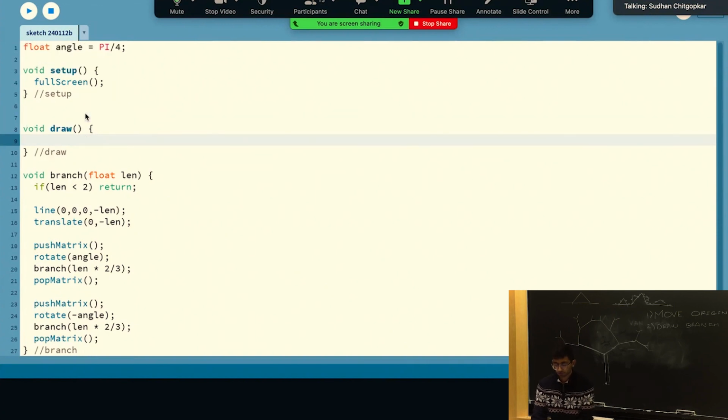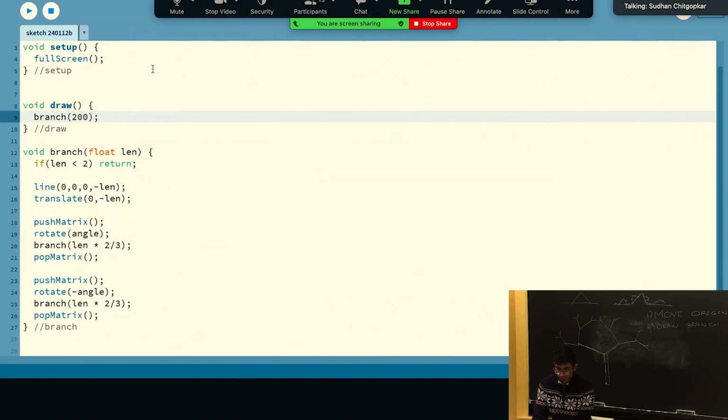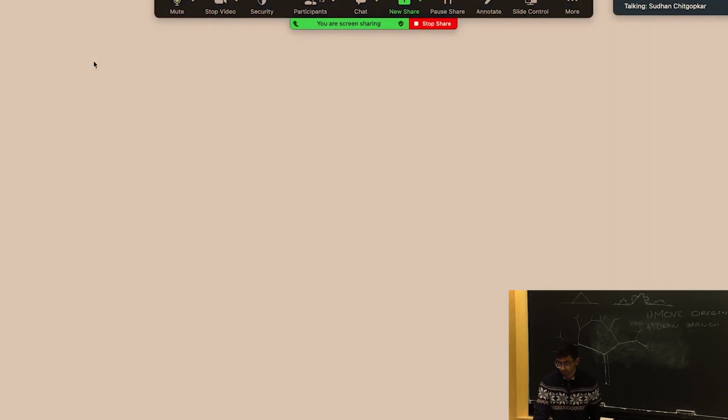All right, in our draw loop, I think all we need to do is just create a branch with some sort of length. Maybe we'll say length 200. And I think we're off to the races. Let's go ahead and run this, see what we get. Okay, we did not get anything.